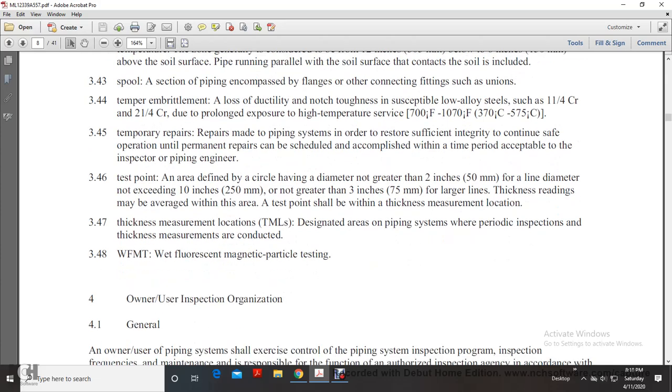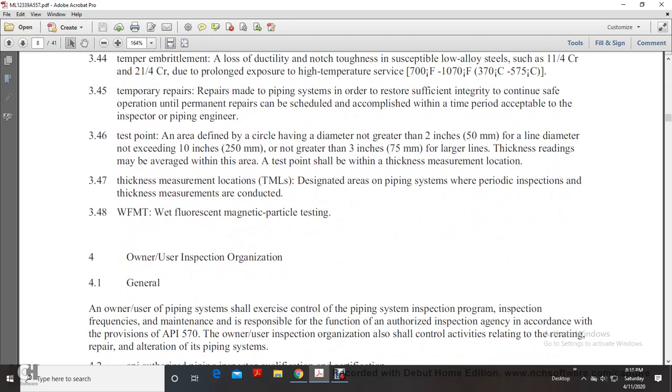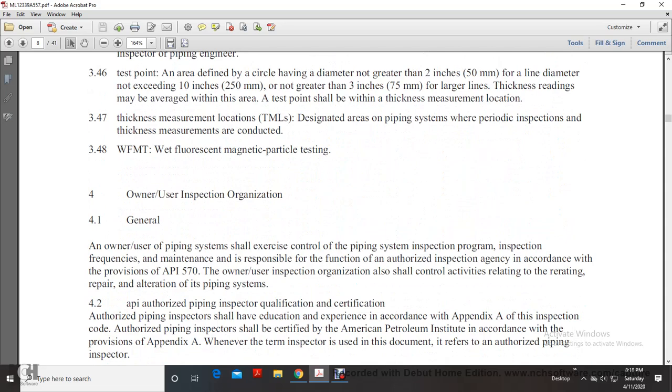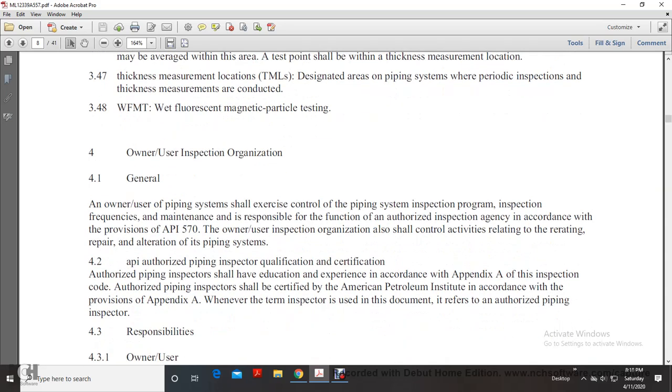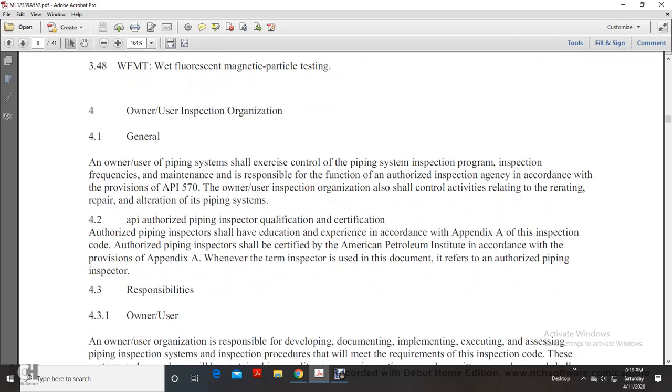WFMT, wet fluorescent magnetic particle testing. All right, 4. Owner and user inspection organization. General: an owner or user of piping should exercise control of the piping system inspection program, inspection frequencies, and maintenance, and has responsibility for the function of the authorized inspector agency in accordance with the provisions of API 570. The owner-user inspection organization also controls activities relating to the re-rating, repairing, and alteration of piping systems.